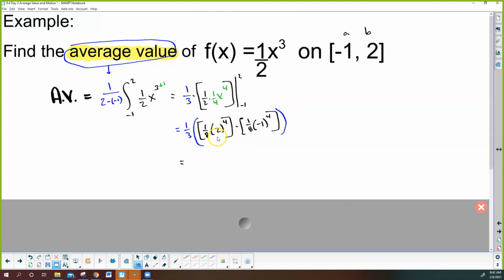So now let's simplify. I know 2 to the 4th power. See, 2 times 2 is 4, times 2 is 8, times 2 is 16. So this is 1/8 times 16, or 16 over 8, which is 2.